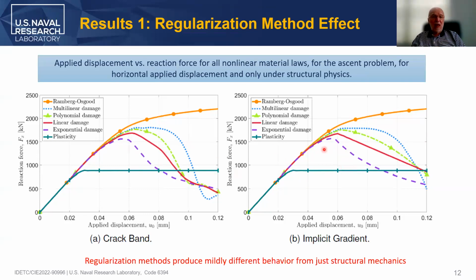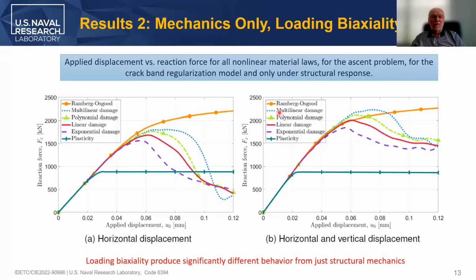Then we go to the mechanics-only loading biaxiality effect. So these are all the mechanics models that the framework allows us to exercise. And here, the left one is horizontal displacement, and the right one is for vertical displacement.